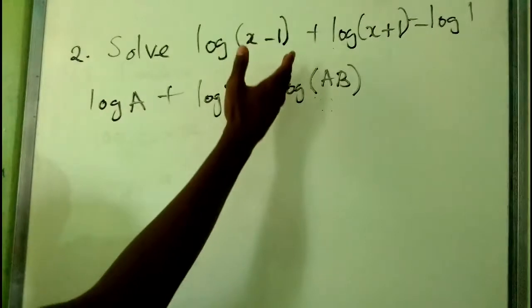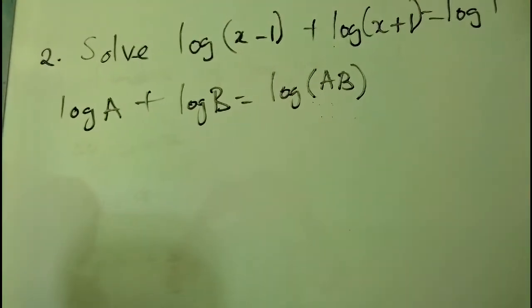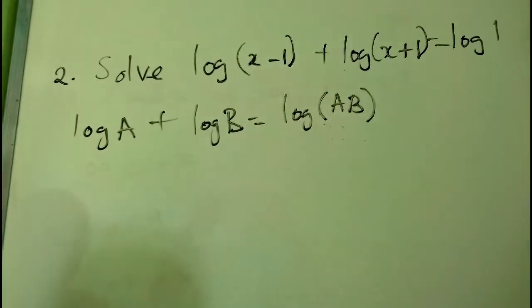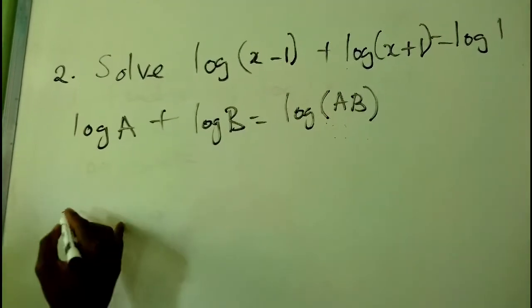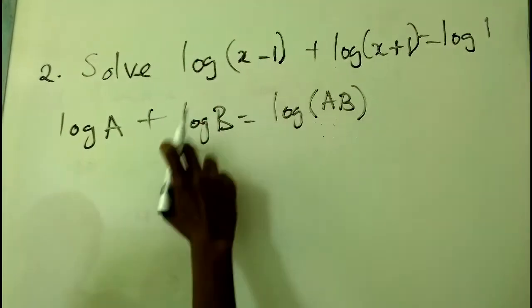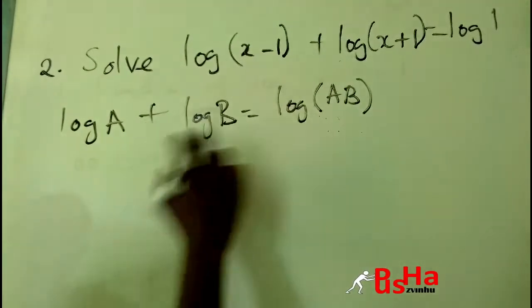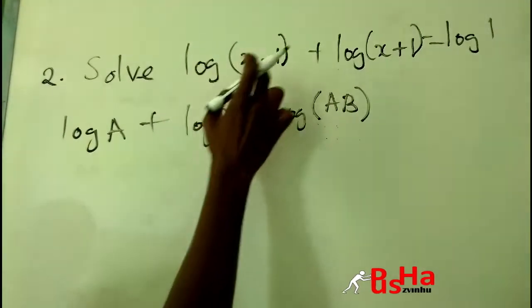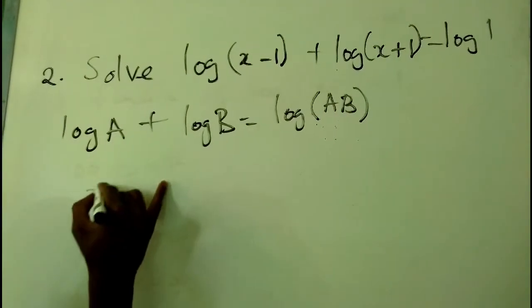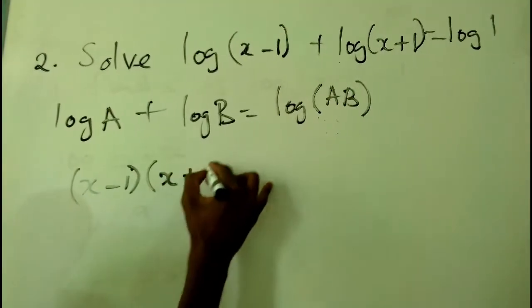So if we are adding, we are going to be multiplying the logarithms. If we are subtracting, we divide. But here we are going to be using the first law. So in this case, we have log A, which is log x minus 1, and then log B, which is log x plus 1. So we are going to be multiplying the logarithms. So we multiply x minus 1 times x plus 1.